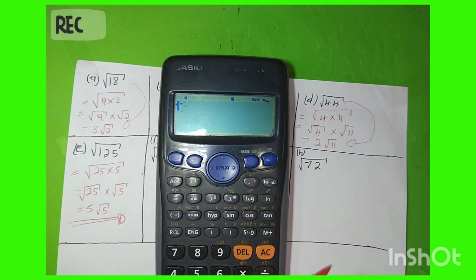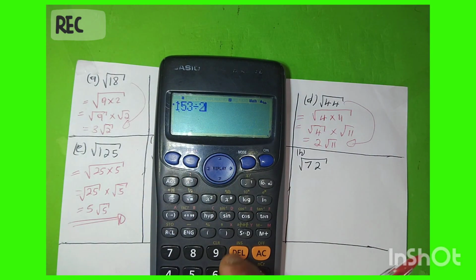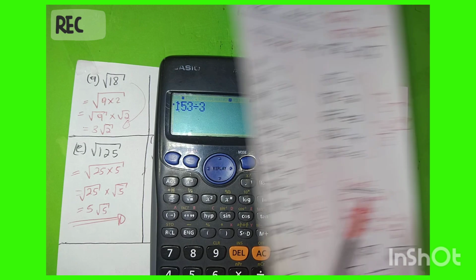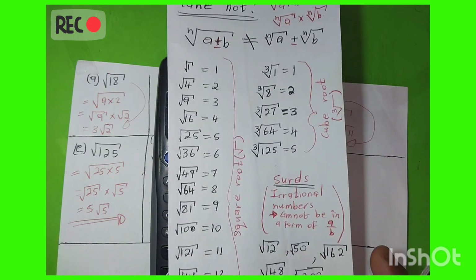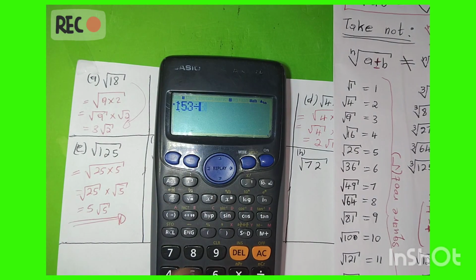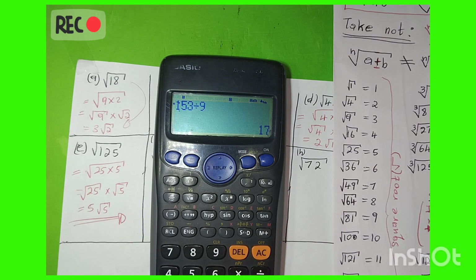What about this one then? For this one, 153 divided by 2. I don't get a perfect square. 3. This is not a perfect square, by the way, because we don't have 51 there. What about 4? It's not a perfect square. 5. It's not a perfect square. 6. Not a perfect square. 7. Not a perfect square. 8. Even 8, and here you should be smart about this one.